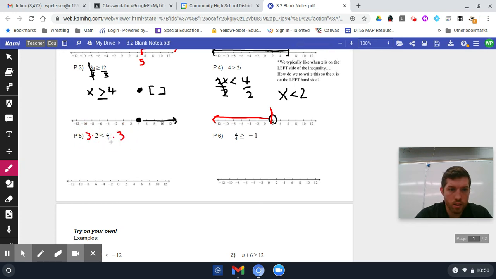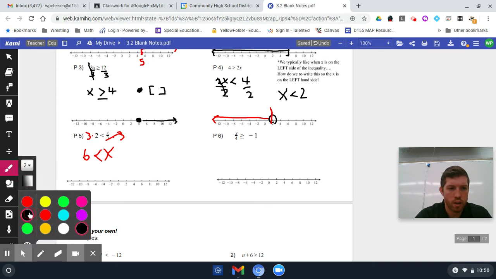This side, these guys will cross out. We are left with x. We are told x is greater than 1, 2, 3, 4, 5, 6. Again, we might want to flip this. We might want to rewrite it so that we can see it better. So that is the same thing as x is greater than 6.